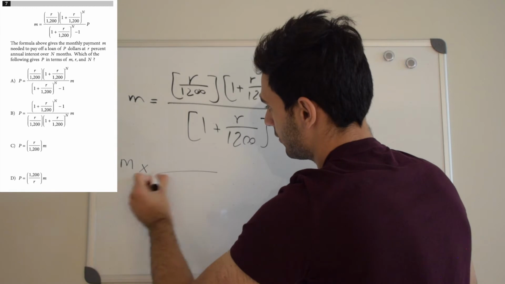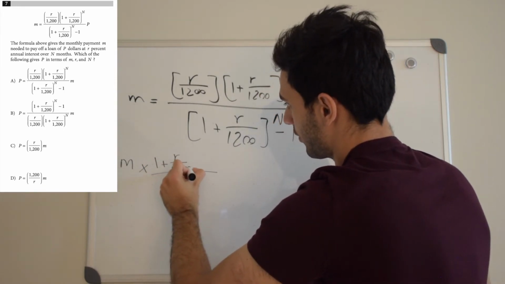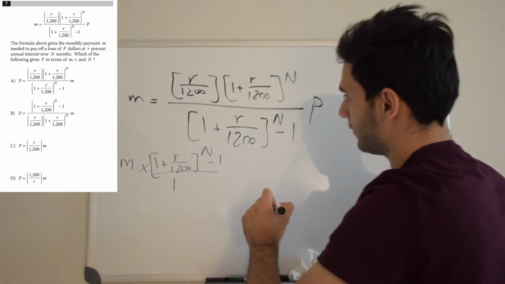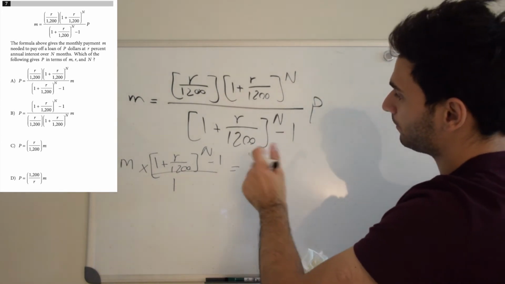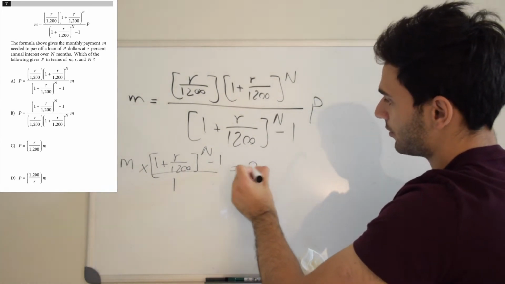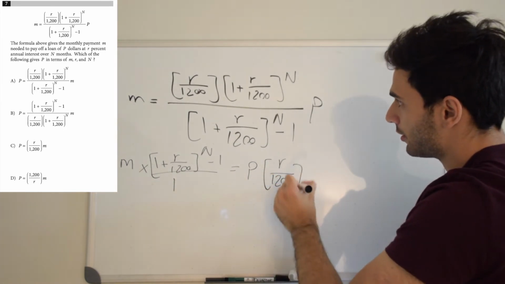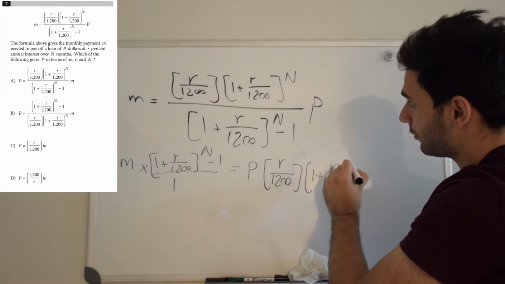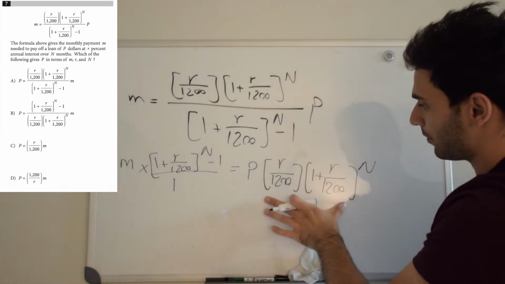multiplied by 1 plus R over 1,200, and minus 1, equals to... let's just write it, P R over 1,200 times 1 plus R over 1,200 to the N. I'm gonna divide both sides of the equation by this term.